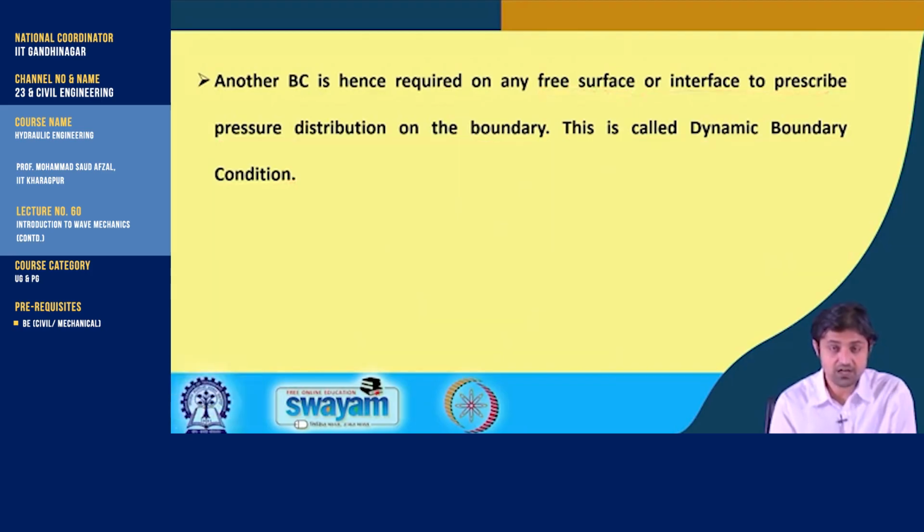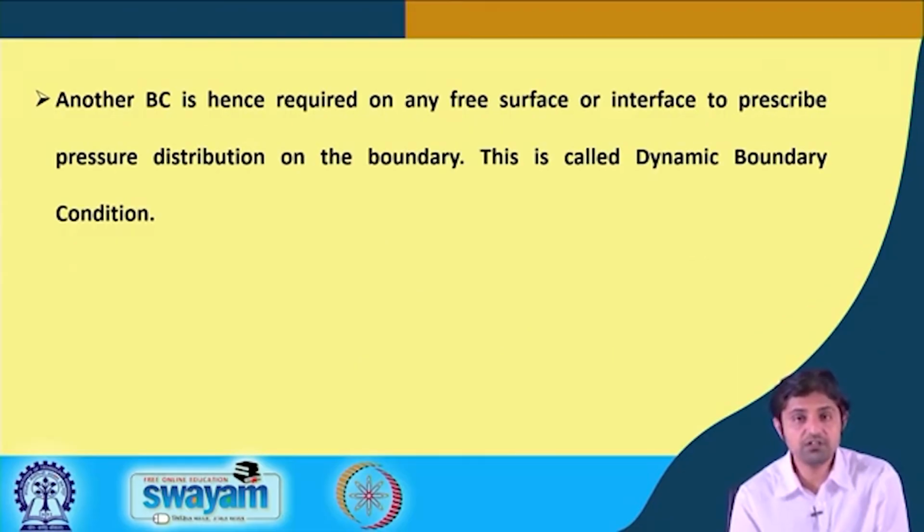So, you see, we started from the boundary conditions, we went to the kinematic boundary condition where we saw the bottom boundary condition and kinematic free surface boundary condition. But one typical thing with free surfaces is that they cannot support pressure variations across it, unlike the fixed surface. Therefore, another boundary condition is required, that is called the dynamic boundary condition.